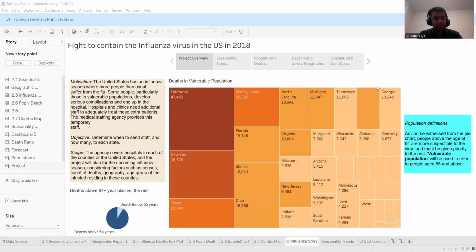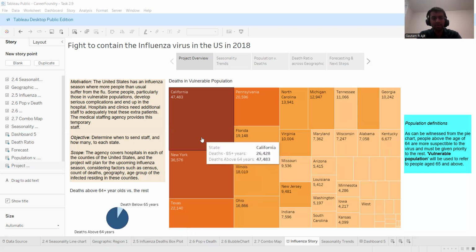Working with limited staff, our strategy is to focus on the vulnerable population. But what do we mean by vulnerable population? Vulnerable population is defined as people who are aged 65 and above. It means this pie chart here and the tree map here will give you an overall idea of how poorly affected these people are. The small segment accounts for the death among people who are below 65 years, and this larger segment, which is blue in color, represents the vulnerable population.